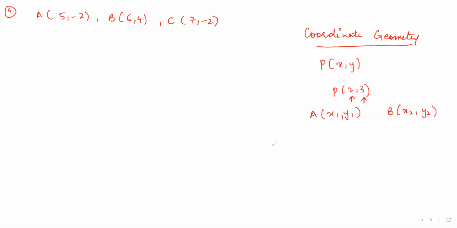So there's a formula which is called the distance formula, which is this: AB is equal to under root X2 minus X1 whole square plus Y2 minus Y1 whole square. So that's it. This is all I'm using right now. Please write this formula. This is called the distance formula.